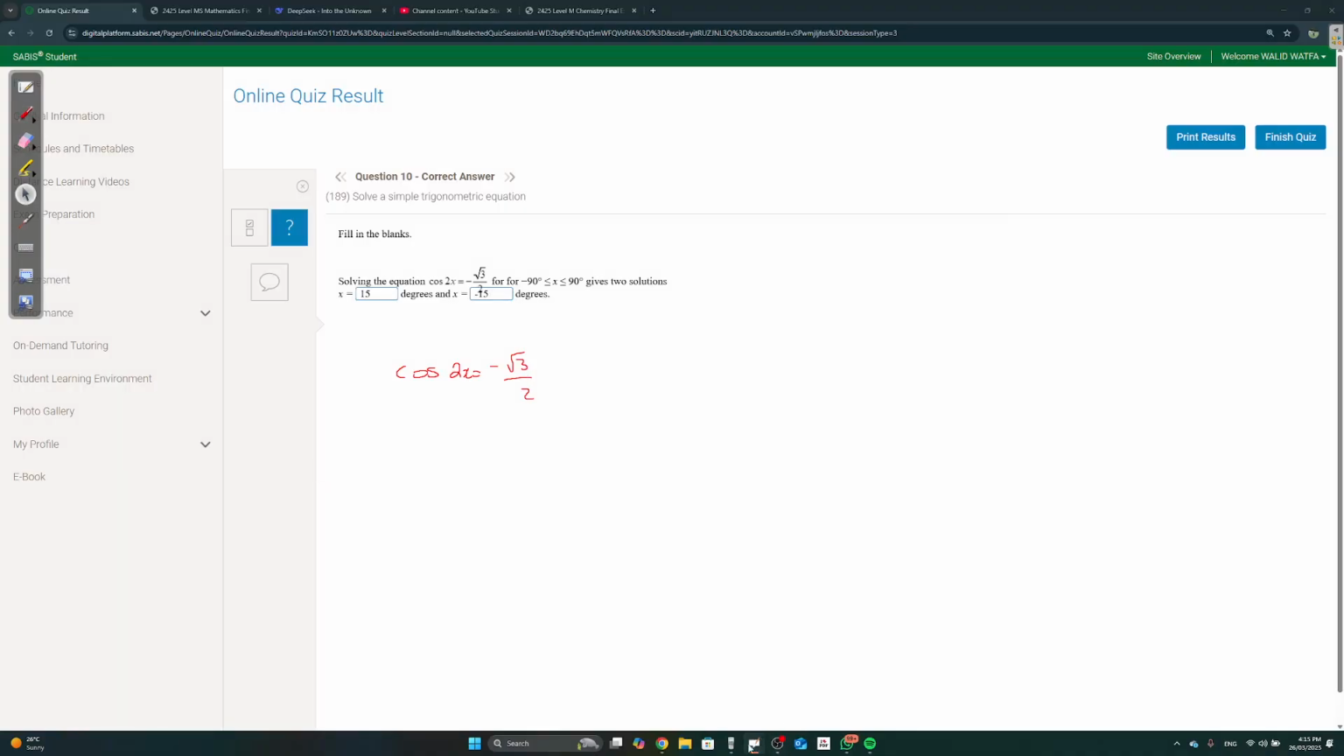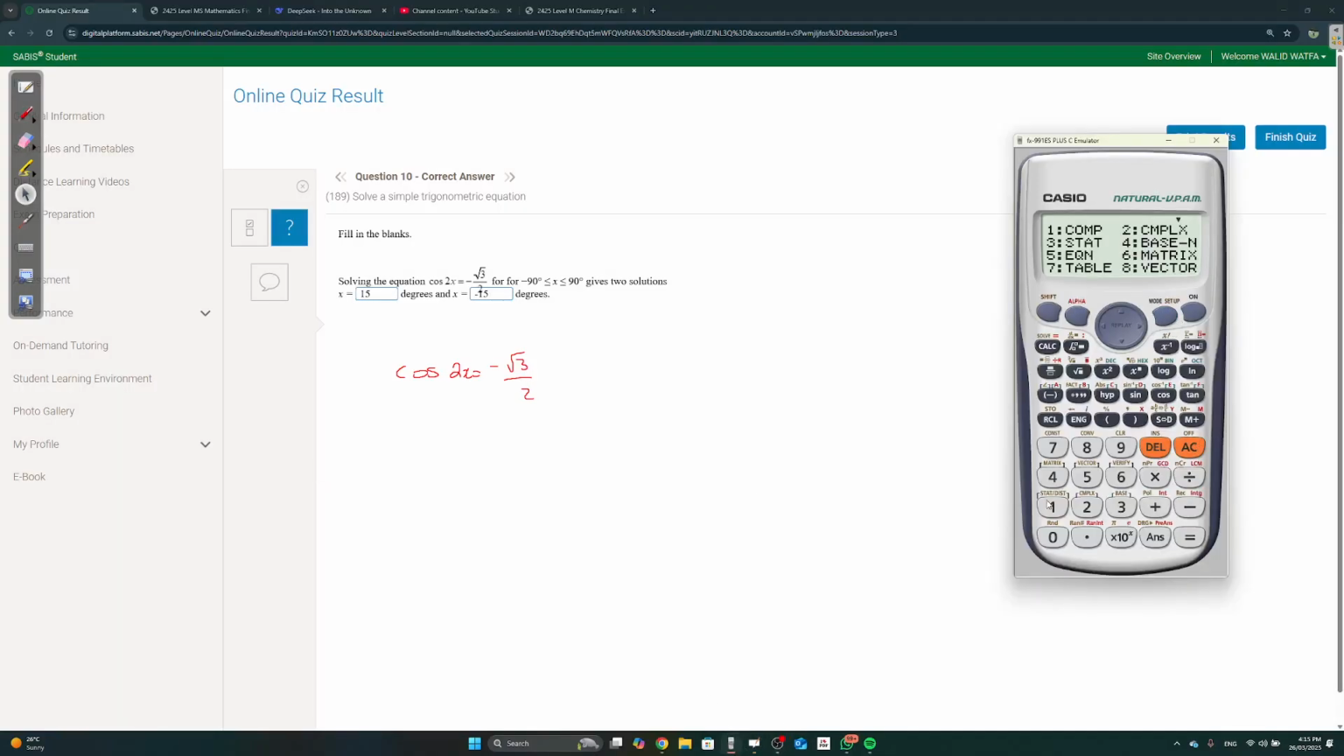When you do shift cosine, minus root 3 over 2, the problem is you get one solution. You're going to get that 2x is equal to 150. And what do people do? They solve for x, they get 75 degrees. And then they say the second solution will be... why is this wrong?